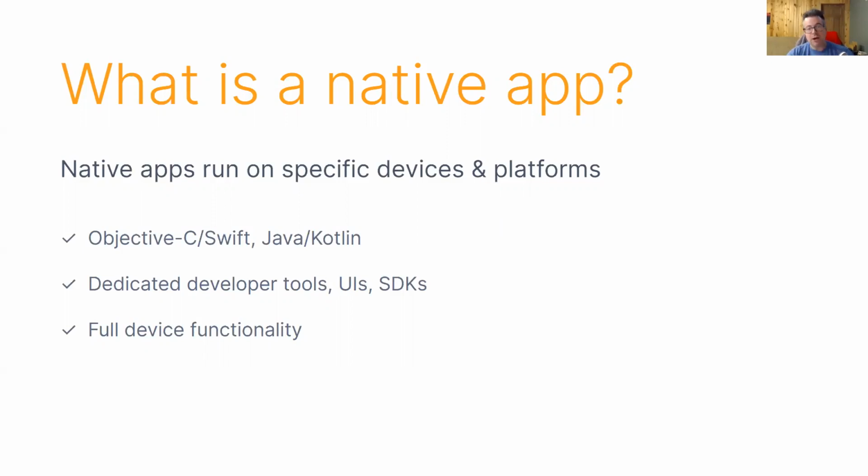So what's really great about that, of course, is it's built specifically and targeted with that in mind. So you get full device functionality. Any feature that you would like to implement is going to be possible because it's built specifically, again, for that platform. On the mobile side of things, in the programming language world, the languages we use for that on iOS are Objective-C and Swift, and then Java and Kotlin on the Android side.